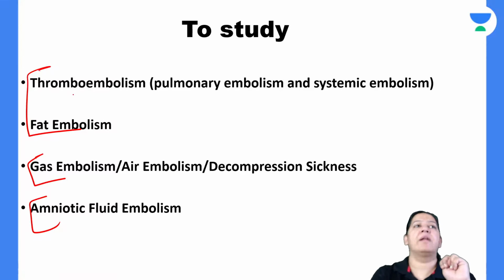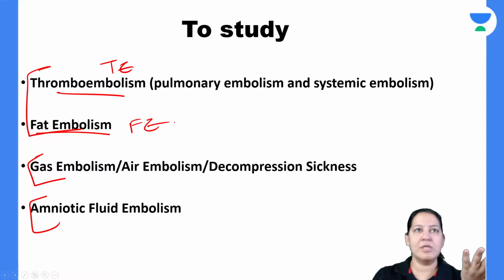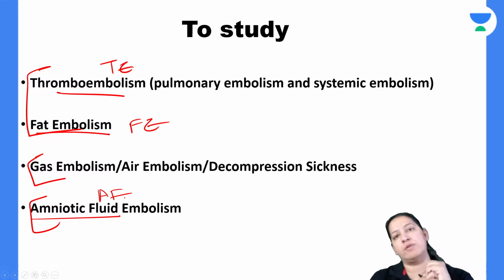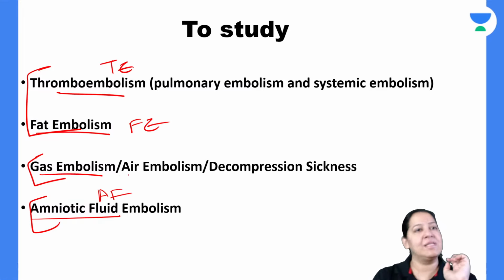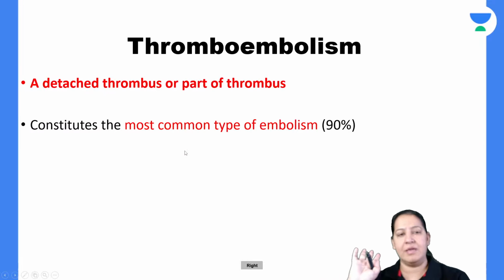The two solid ones are the thromboembolus and the fat embolus. These are the two emboli which you have to study in detail. The amniotic fluid embolus is the liquid embolus which you have to study in detail, and the gas embolus is the air embolus that you have to study in detail. Have you got it? So two solid, one liquid, one gas, a total of four emboli are there in your syllabus.